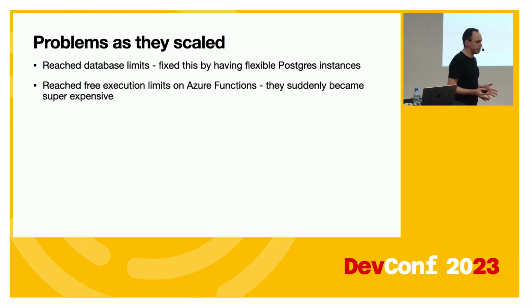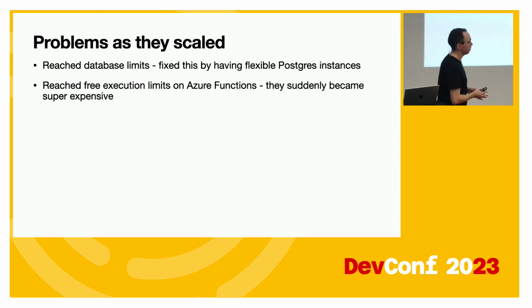So they found as they were growing, they had problems as they scaled. They reached database limits, so they transitioned to flexible Postgres servers so that they could have bursty performance available to them if the database was getting hit a lot. And they reached their free execution limits on Azure Functions, and Azure Functions became very expensive very fast. It's just the way it goes.